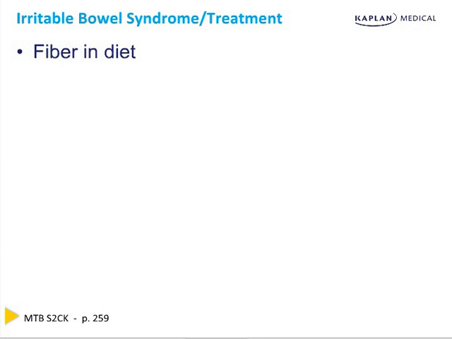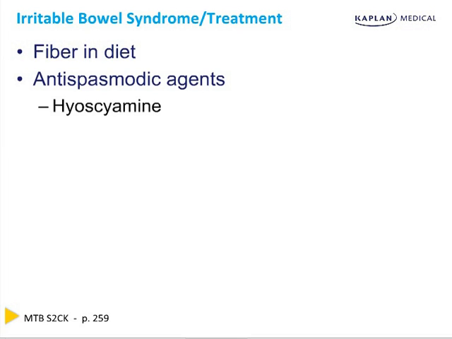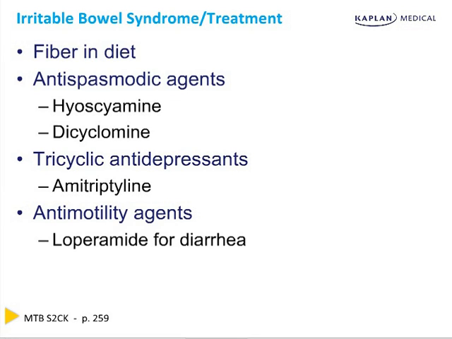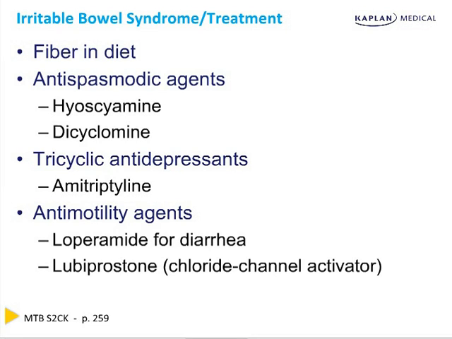The treatment of irritable bowel syndrome is quite varied. First, you can consider increasing the fiber in their diet. You can consider an antispasmodic agent such as hyoscyamine or dicyclomine. Tricyclic antidepressants such as amitriptyline have helped because there is a mind-gut connection associated with irritable bowel syndrome. Antimotility agents also work. Loperamide for diarrhea-predominant irritable bowel syndrome is helpful, and lubiprostone, which is a chloride channel activator, is good for patients with constipation-predominant IBS because it increases the bowel movement frequency.